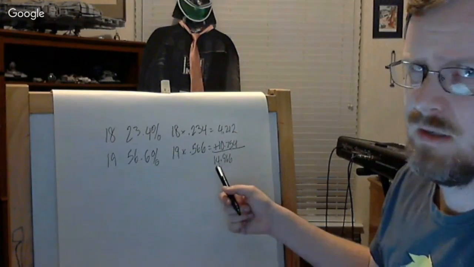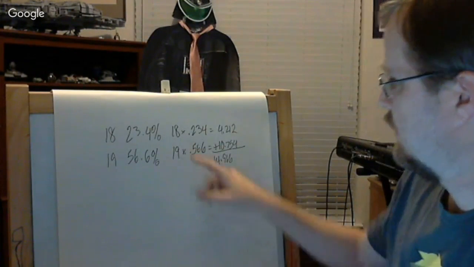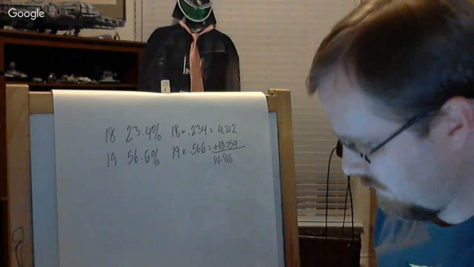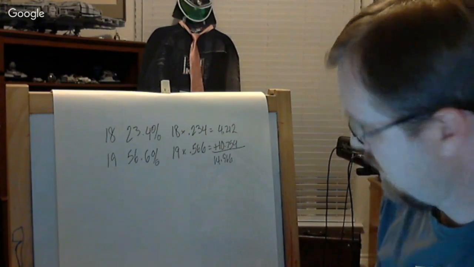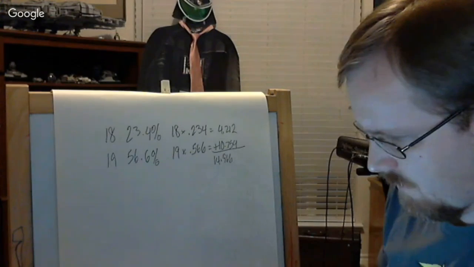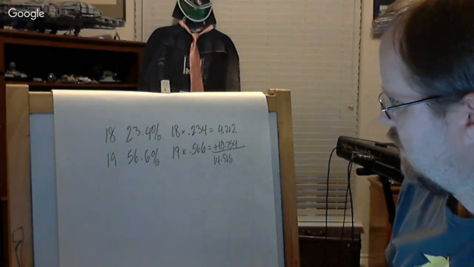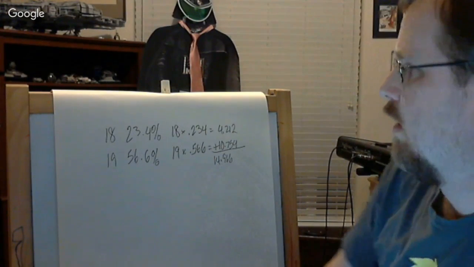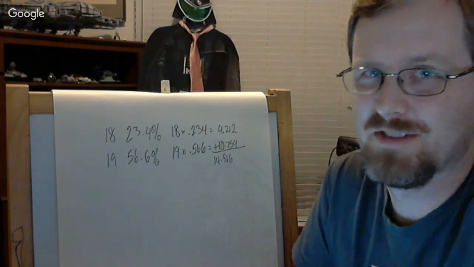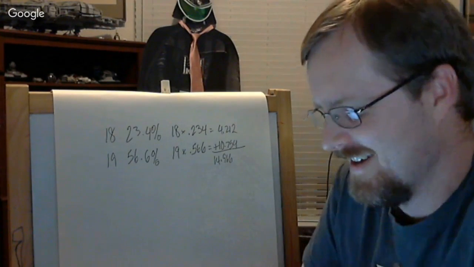So does this make sense? No. No, it definitely does not. All right, so I need to go back and kind of figure out what my mistake is. All right, so let's try that again. 18 times 0.234. 4 point. Oh, you know what my mistake is? This is embarrassing.